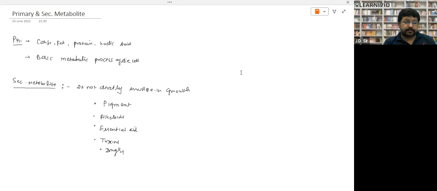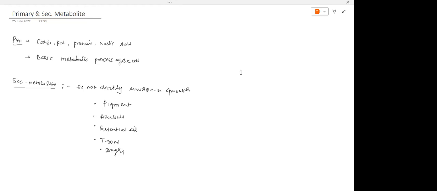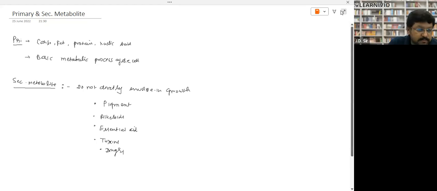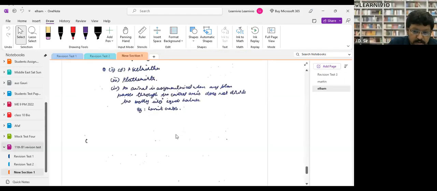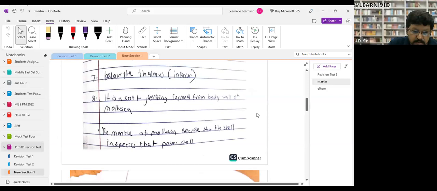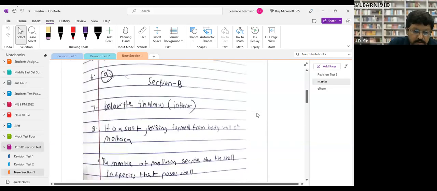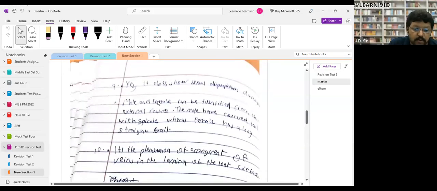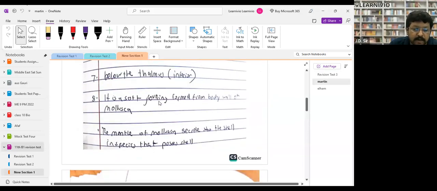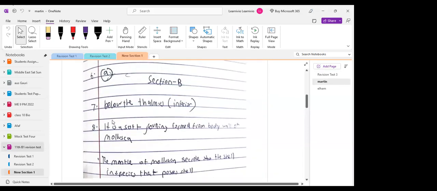Got it? Martin, give the test properly this time. I will check you in front of you only. Look, that's how you write. Look, that's how you scan. Scan properly.